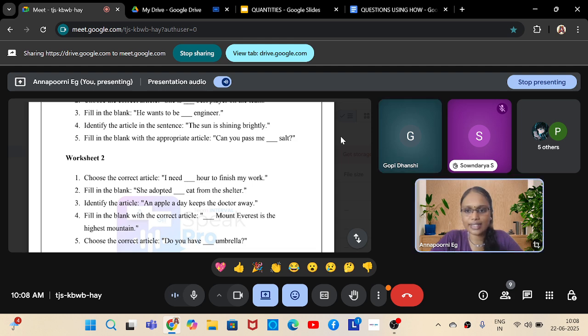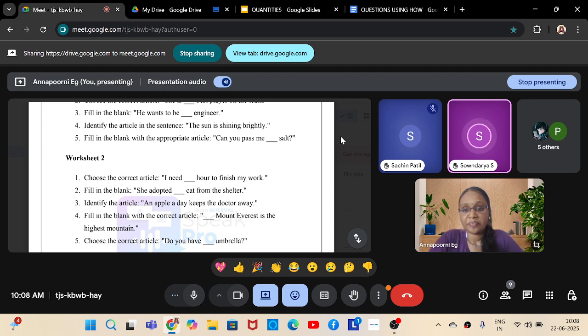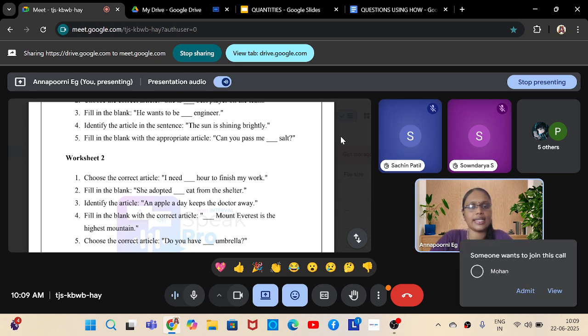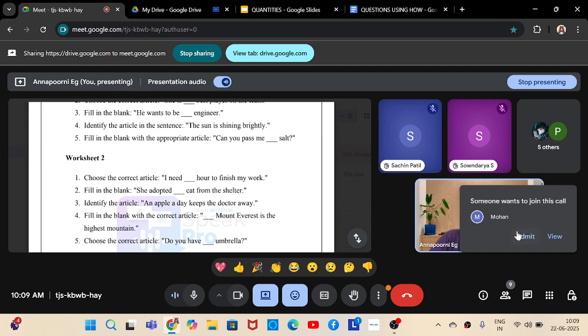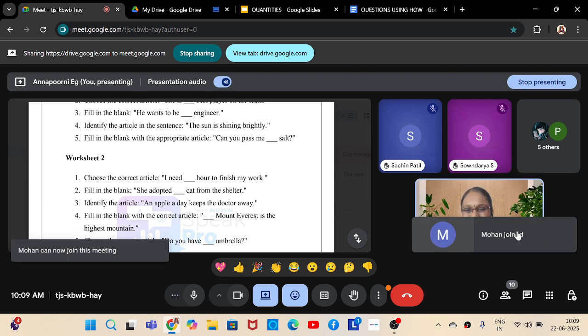Actually, the answer is not two. Okay, Soundarya, can you try? Yes, ma'am. The answer is an, a, and the. There are three articles. Okay, an apple a day keeps the doctor away. So we have all three articles in this sentence. Okay, so what does it actually mean to say, an apple a day keeps the doctor away? What does it actually mean?